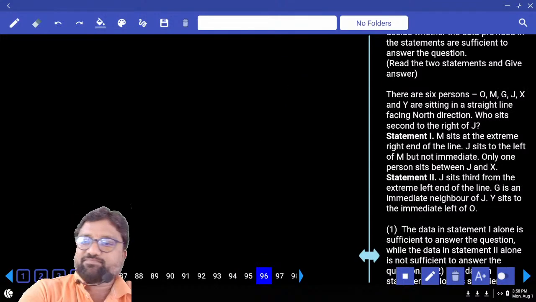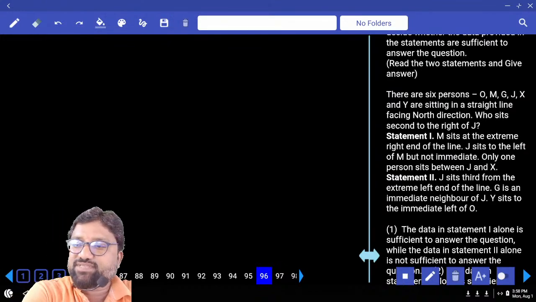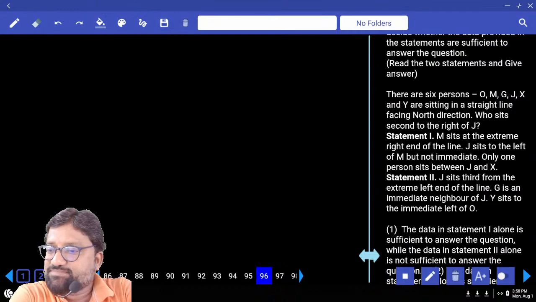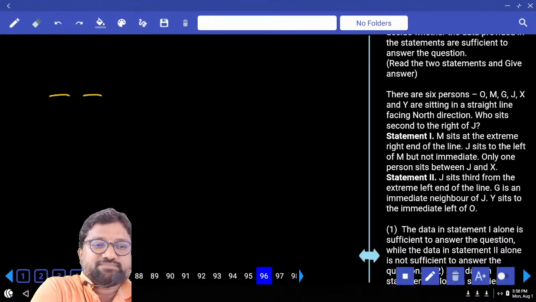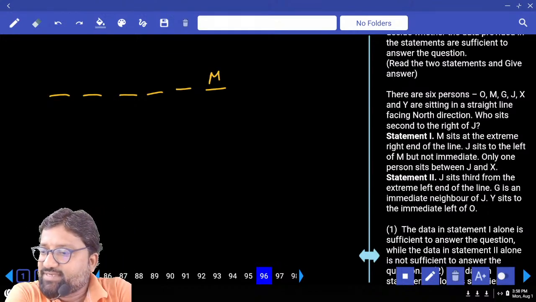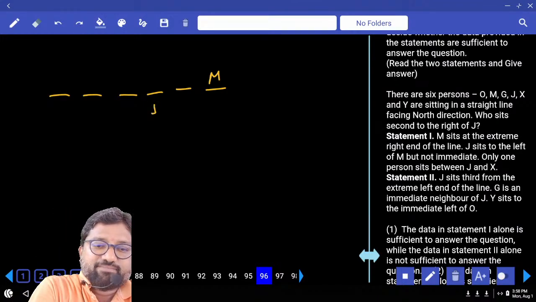96. There are 6 persons O, M, G, J, X and Y sitting in a straight line facing north. Who sits second to the right of J? How many members in total? 6 members. M sits at the extreme right end of the line. J is to the left of M but not immediate.